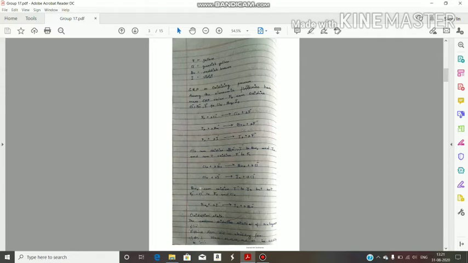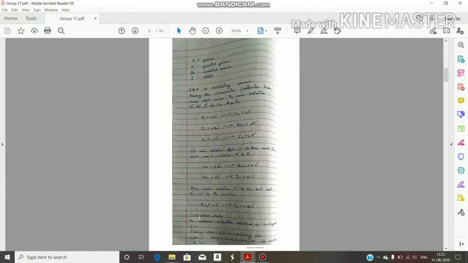And the last one, bromine. Bromine can oxidize iodide to iodine, but cannot oxidize fluoride to fluorine or chloride to chlorine, because compared to bromine, fluorine and chlorine have more oxidizing power. So this is the respective equation.